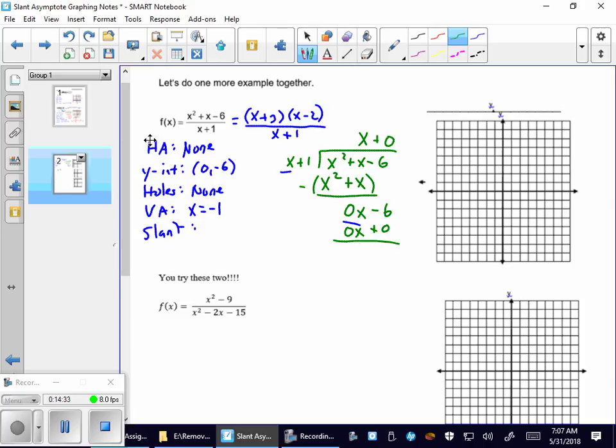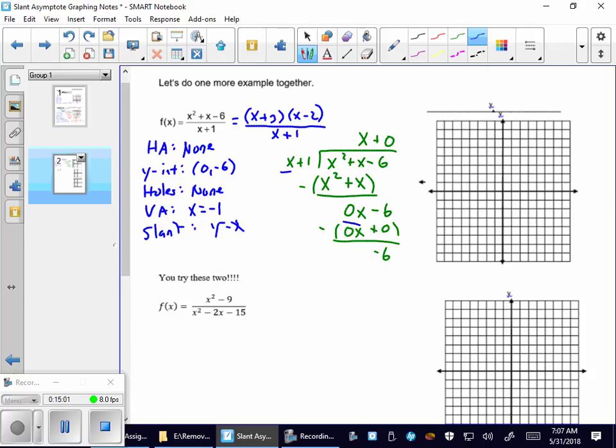If you subtract these two things, you're going to get -6 for a remainder. The remainder doesn't really matter. So my slant asymptote is just the equation y equals x plus 0 technically, but the 0 is really only there to let you know that the y-intercept is 0. Of the slant asymptote, not of the graph, of the slant asymptote. I want to make sure you guys understand that.